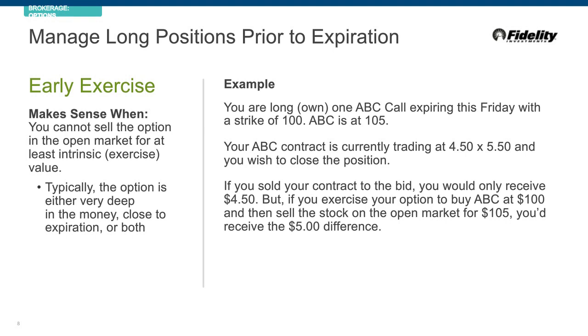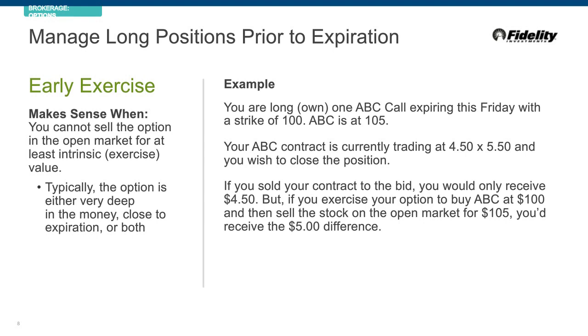Let's look at the example and let's walk through this. Here we're on a call. Remember, that's our right to buy the shares. Okay, in this case, we're on an ABC call expiring just this week, on Friday. It has a strike price of 100, and the ABC shares themselves are trading at 105. Okay, so now we know that 105 is our benchmark. That's where if we're going to sell our contract, our call, we need to make sure that we're getting at least 105. That's the intrinsic value of your contract.